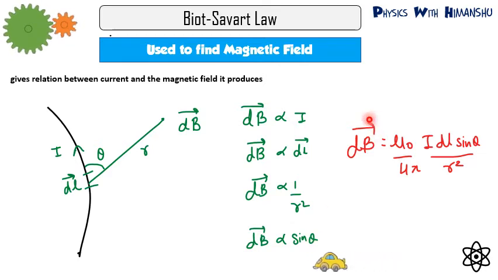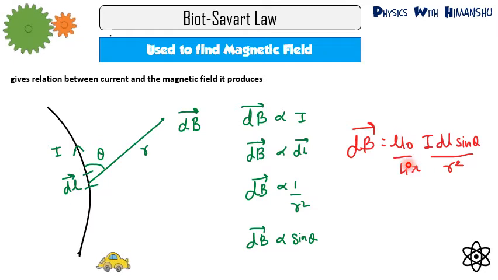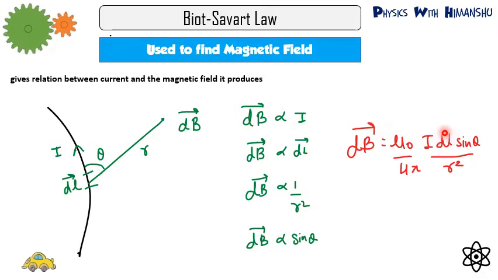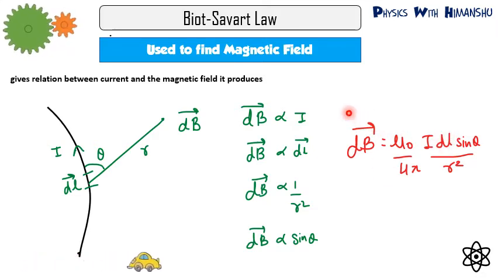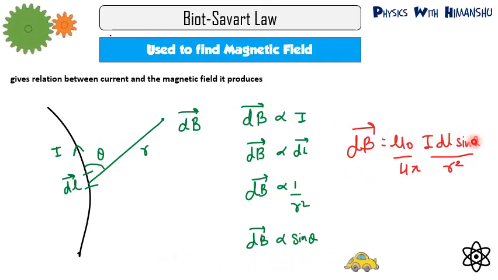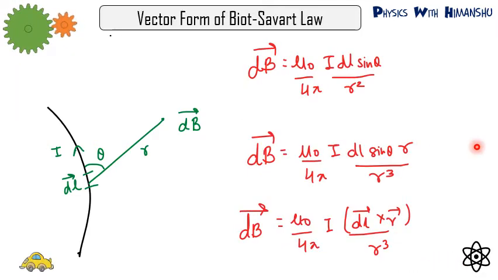So value of magnetic field by combining all these four parameters comes out to be mu naught by 4 pi, I dl sine theta by r square. So this is small magnetic field due to small line segment. Okay, so if you have to find out a total magnetic field, you can integrate on both the sides by putting the limits of theta. So how to do that, we'll learn in upcoming slides.